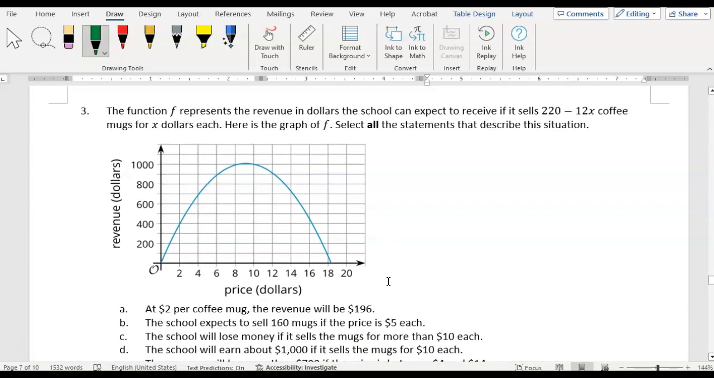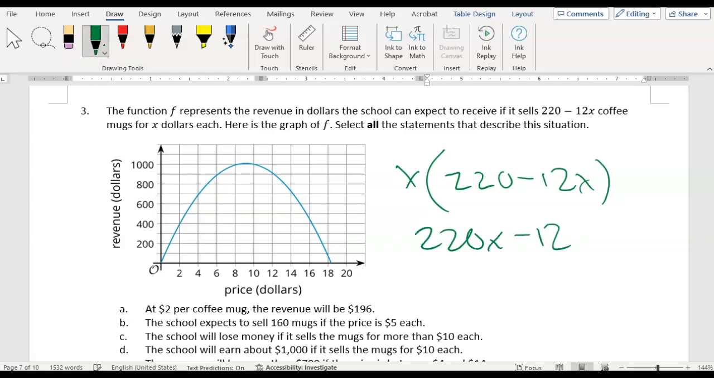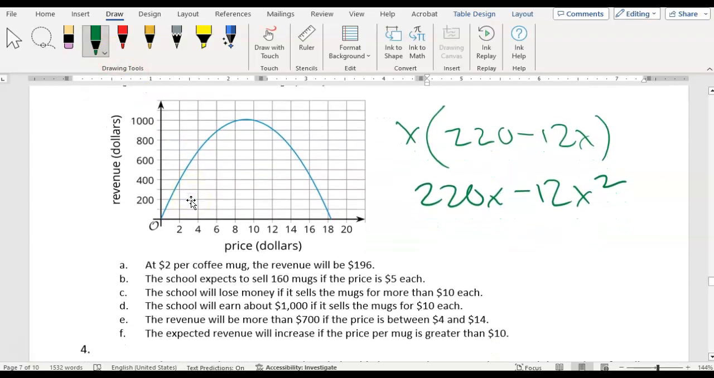All right, number 3, the function F represents the revenue in dollars a school can expect to receive if it sells 220 minus 12x coffee mugs for X dollars each. Here's the graph. So we're assuming that they've done X times 220 minus 12x, which is 220x minus 12x squared. At $2 per coffee mug, the revenue will be $196. So $2 will be here. That looks to be, this is 300, so that's more than $196 of revenue.